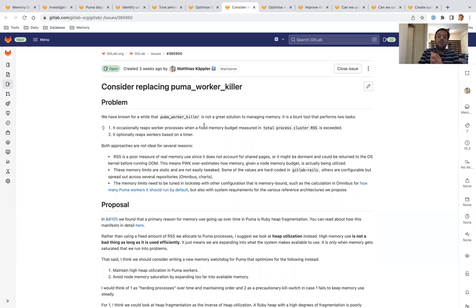The problem there is that, first of all, it uses RSS, which is not a good measure of real memory. The second problem, which is even more important for us, is that those memory limits are static and are very difficult to tweak. We set them once and we cannot change them dynamically. The third problem is that even when we change them, we have to change a lot of things inside GitLab. For example, if we change the limit of how much memory a worker can take, we have to go back to Omnibus and change how many Puma workers should run by default, and many other changes.